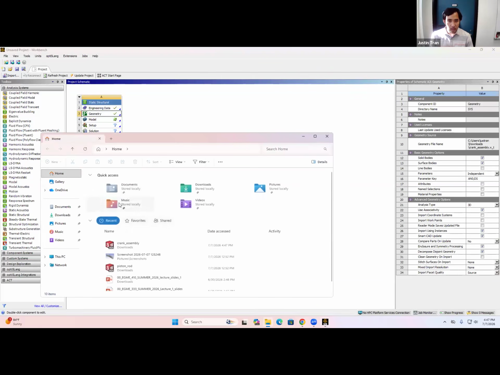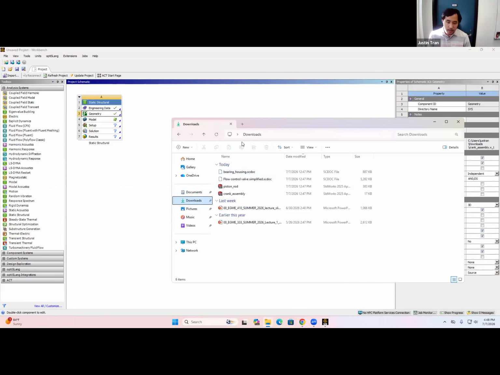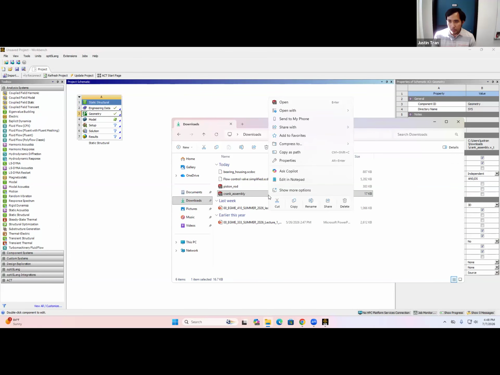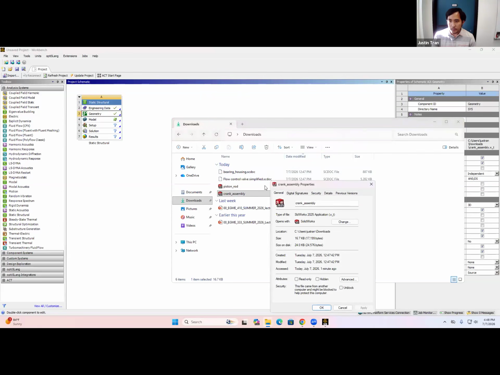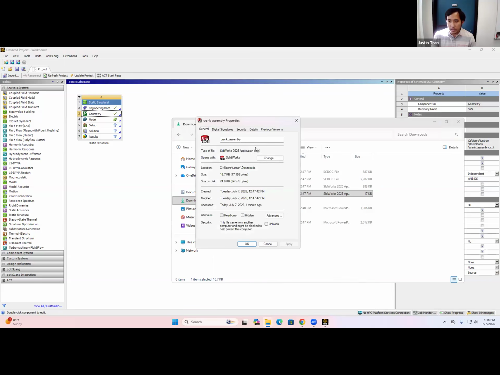Now, before we jump into Mechanical, let me talk about the file format briefly, if you were interested in using ANSYS together with SolidWorks. Because we have SolidWorks installed on this computer, it's going to show that this file is a SolidWorks file. But if we right-click it and click on Properties, you'll see that the file extension is actually x_t. That file format is actually called Parasolid.